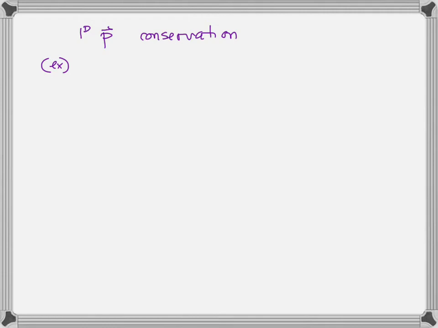Okay, so let's say that we have a car, mass 900 kilograms, and let's say it's moving. It's just slowly creeping up to an intersection, and let's say that the velocity of the car is 9 meters per second in the forward direction.